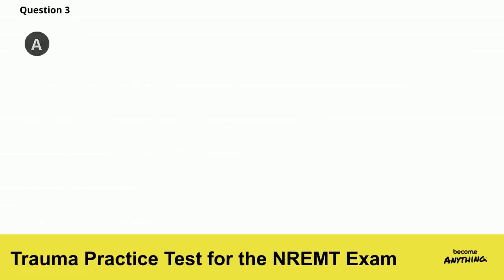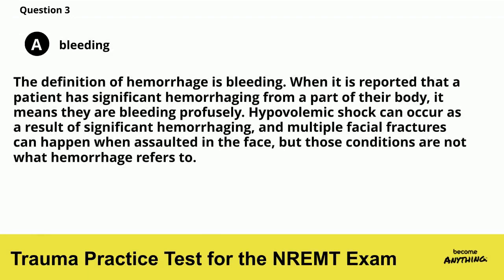The correct answer is A. Bleeding. The definition of hemorrhage is bleeding. When it is reported that a patient has significant hemorrhaging from a part of their body, it means they are bleeding profusely. Hypovolemic shock can occur as a result of significant hemorrhaging, and multiple facial fractures can happen when assaulted in the face, but those conditions are not what hemorrhage refers to.